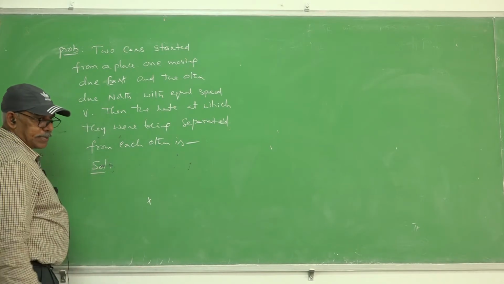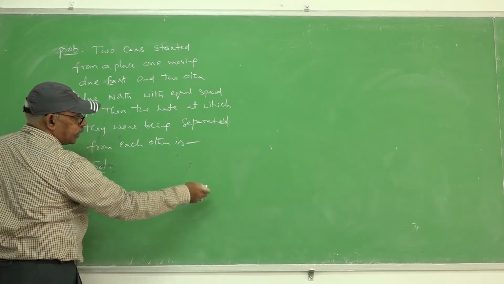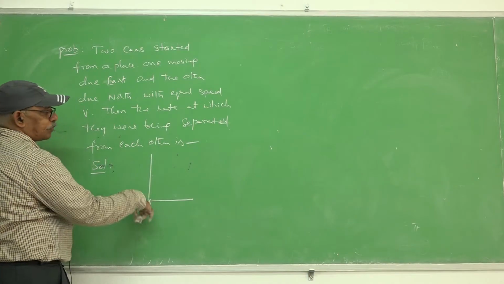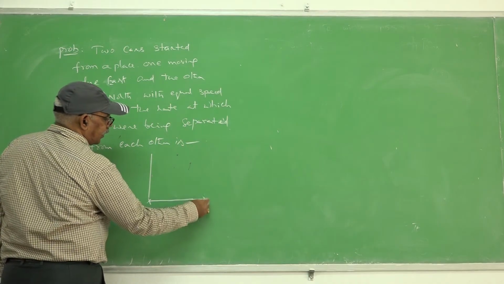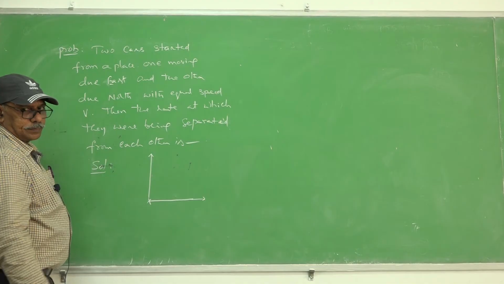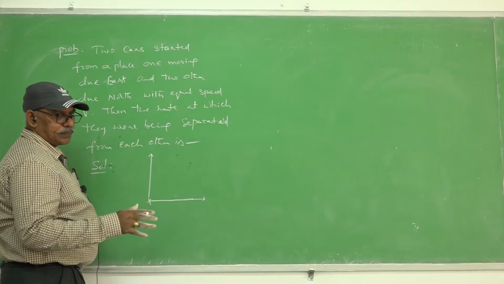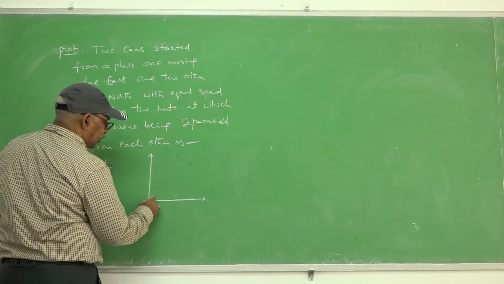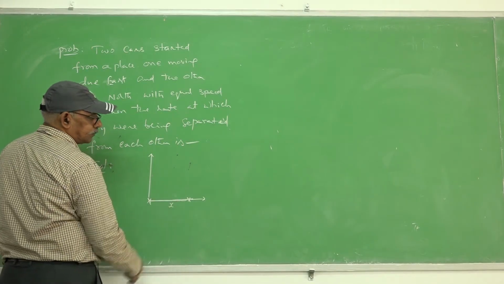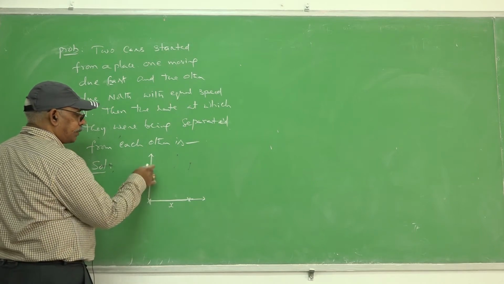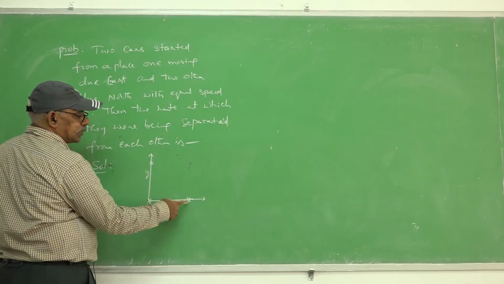Let us suppose this is the place from which both the cars are started. One is moving in this direction, due east, and another one is due north, with the same speed. Suppose at a certain instant, the first car covers the distance x. In the same time, the second car covers the distance, suppose y.